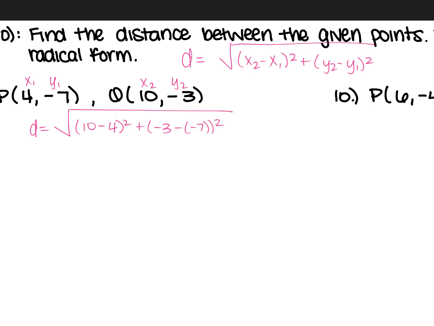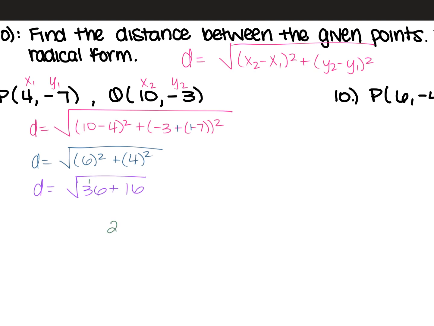We simplify this, and we're going to be left with the square root of 6² + 4². That 6 squared is 36. The 4 squared is 16. We add these. The 6 plus 6 is 12. Carry the 1. 4 plus 1 is 5. So that's the square root of 52.